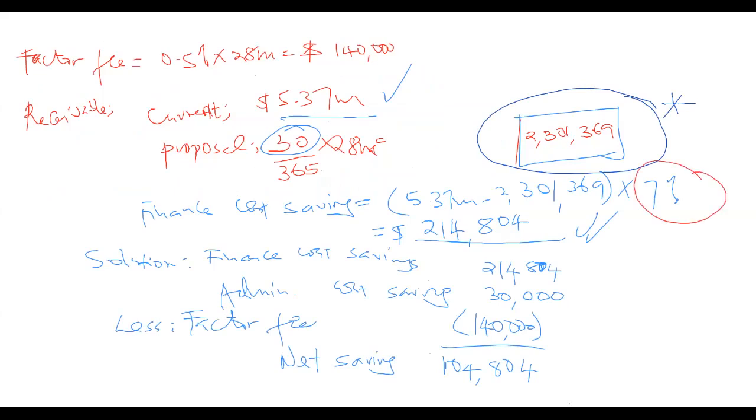This is working you've done at option one. This was done at option one, so I don't want to repeat the working again. But it still continues paying 7%.